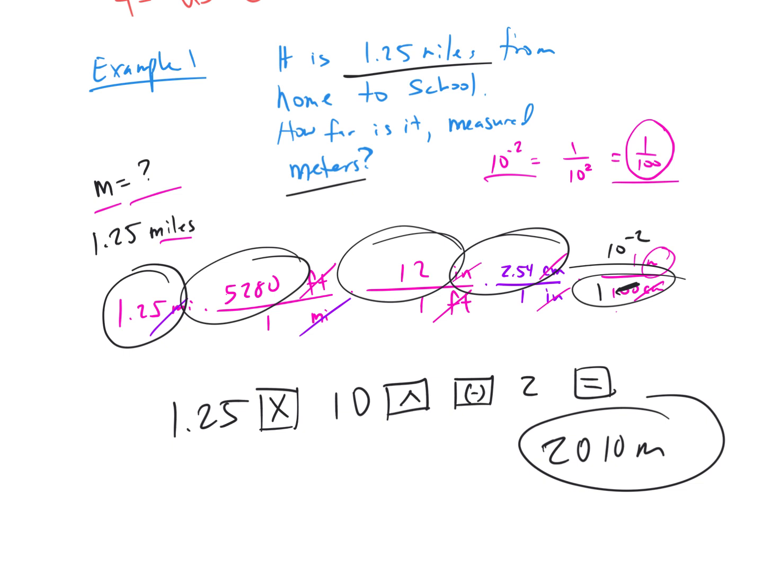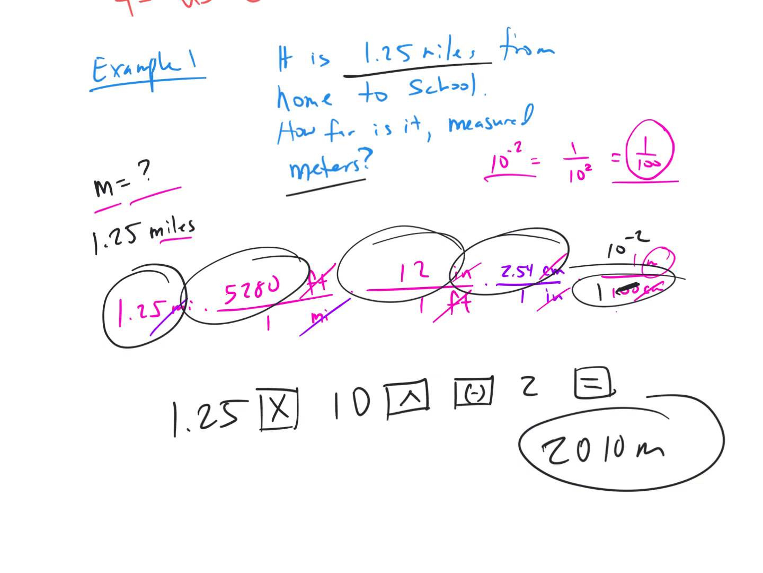Push 2.54. Push the times button. 10 caret -2. And then equals. And you got one answer. Because if you find an answer and then multiply that and find another answer, multiply that, find another answer, you're going to make an error somewhere. A lot easier. So just plug it in and push equals one time.